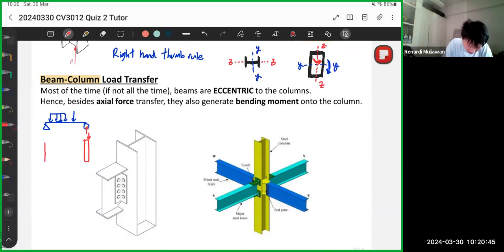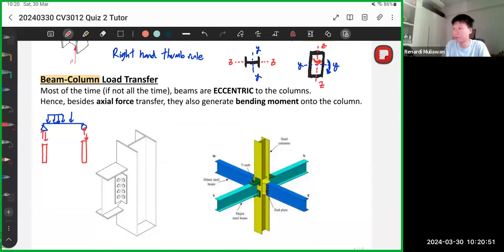Here I have another column like this. However, in most cases, the beams cannot be exactly in the center of the column. So the center of the column is here. If you notice the connection, of course, you cannot connect the beam in the middle. You must connect it slightly off center.